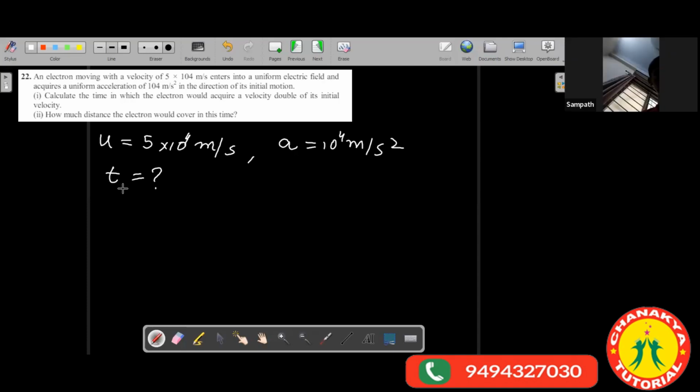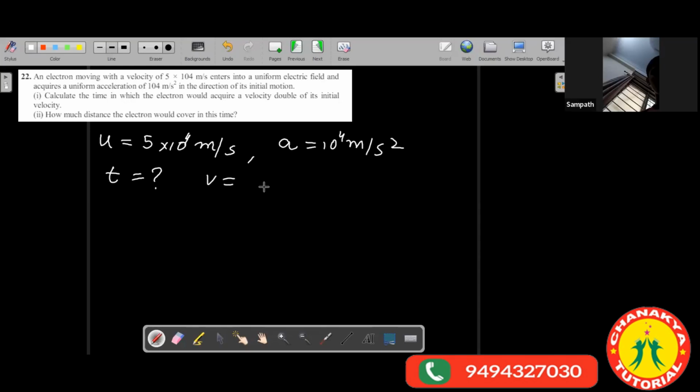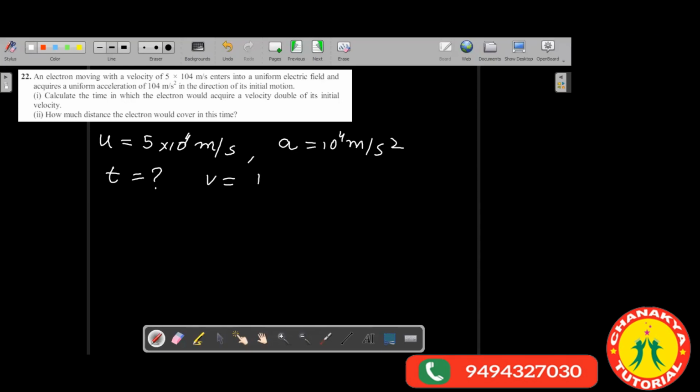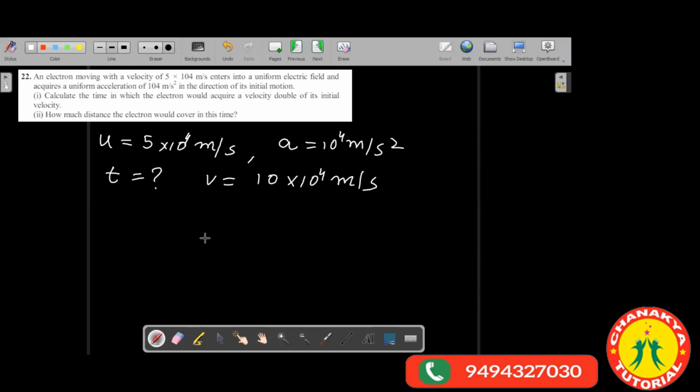Sir, will the time be 5 seconds? Okay, let's see. What should be the final velocity? Sir, 2 times initial velocity. Okay, so we'll write it as 10 multiplied by 10 to the power 4 meter per second, right? Then we need to find time.